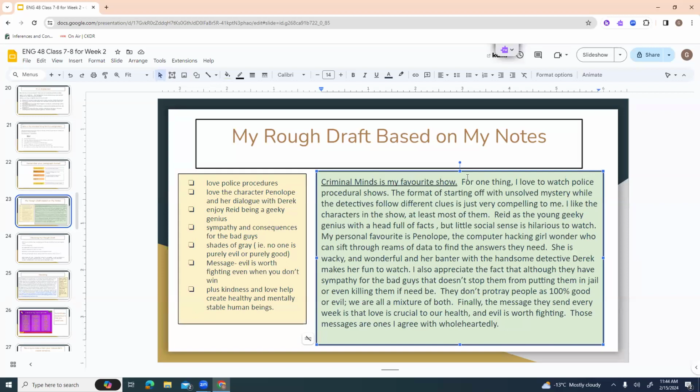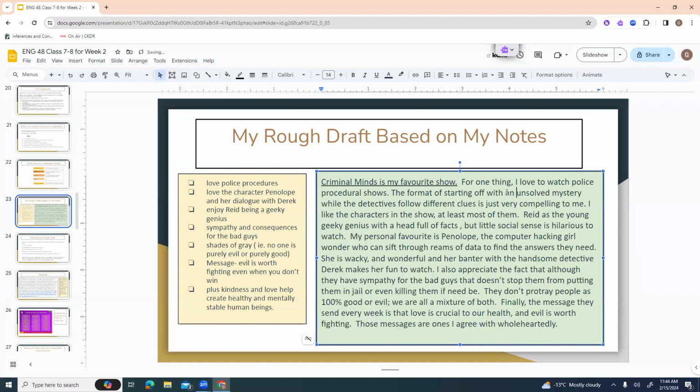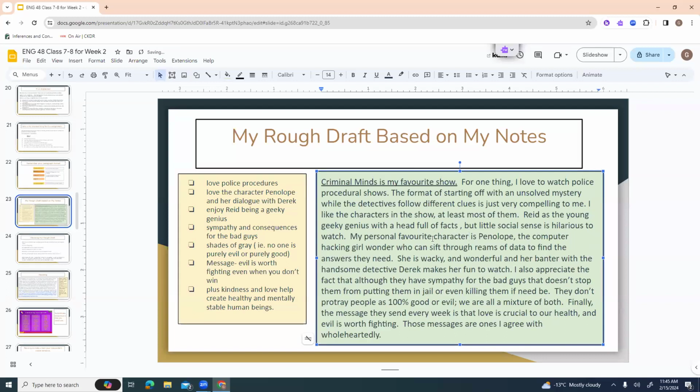For one thing, I love to watch police procedural shows. The format of starting off with an unsolved mystery while the detectives follow different clues is just very compelling to me. I like the characters in the show, at least most of them. Reed, as the young geeky genius with a head full of facts but little social sense, is hilarious to watch. My personal favorite character is Penelope, the computer hacking girl wonder who can sift through reams of data to find the answers they need. And I'm adding the word character there. She is wacky and wonderful, and her banter with the handsome detective Derek makes her fun to watch.